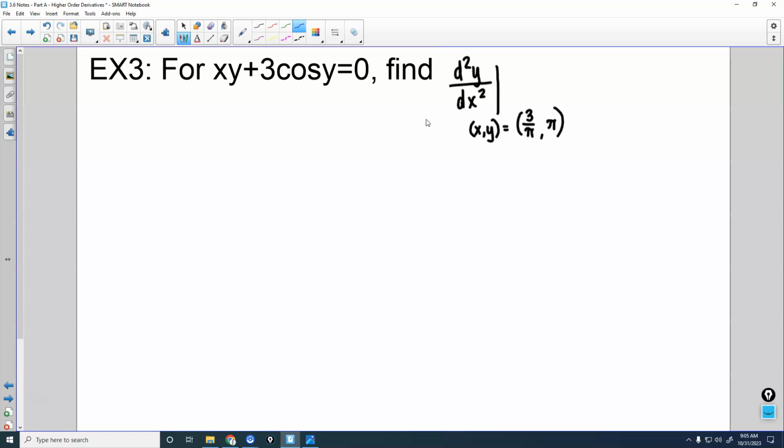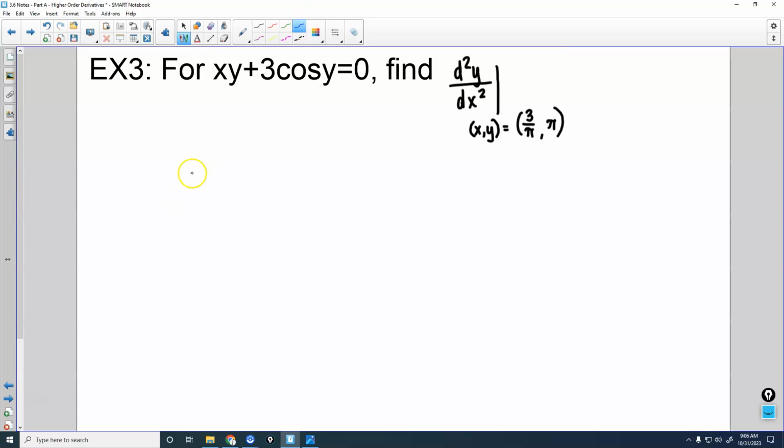Okay. All right. Now, notice what they have here. They are asking for the second derivative, but what's different about what they're asking for? Derivative at 3 over pi. Okay, so they're asking for the derivative at a specific point. That is going to make this a little bit easier to deal with. So we need to find our first derivative to begin with.